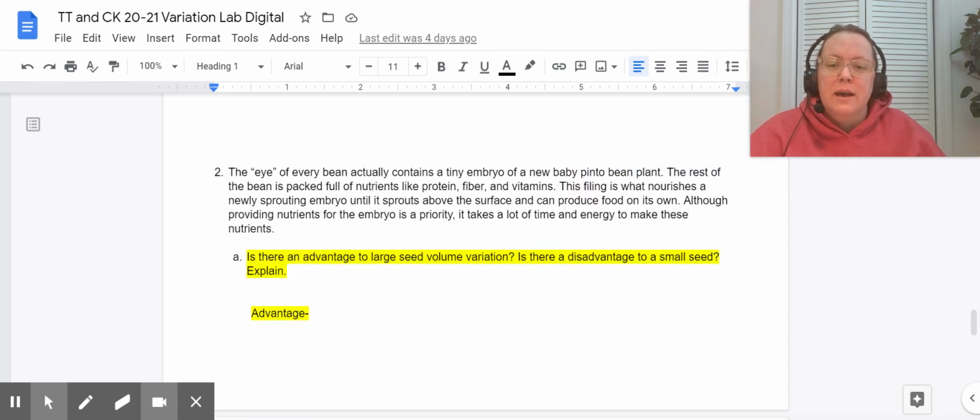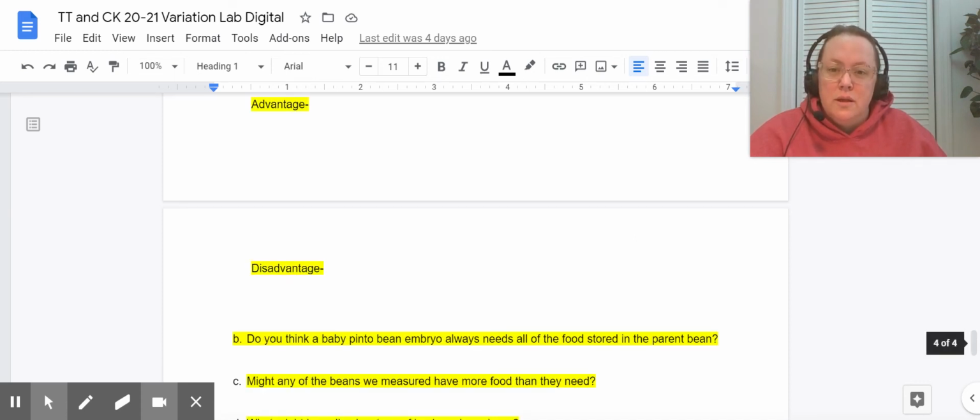Number 2, the eye of every bean actually contains a tiny embryo of a new baby pinto bean plant. The rest of the bean is packed full of nutrients like protein, fiber, and vitamins. This filling is what nourishes a newly sprouting embryo until it sprouts above the surface and can produce food on its own. Although providing nutrients for the embryo is a priority, it takes a lot of time and energy to make these nutrients. Part A. Is there an advantage to a large seed volume variation? Is there a disadvantage to a small seed? Explain each question. You'll explain the advantages and the disadvantages.